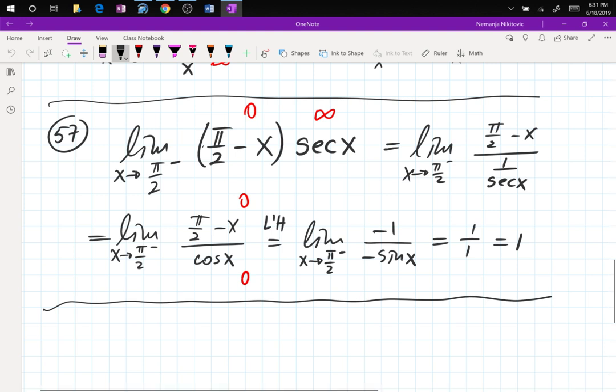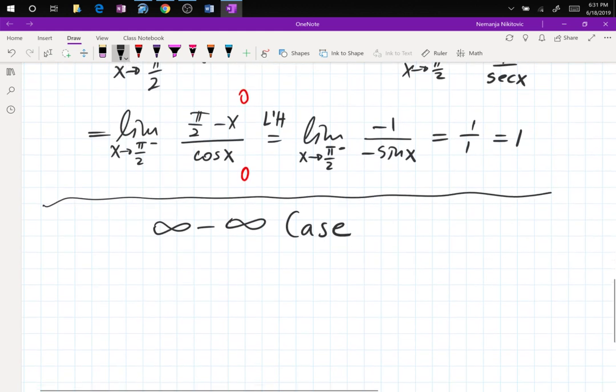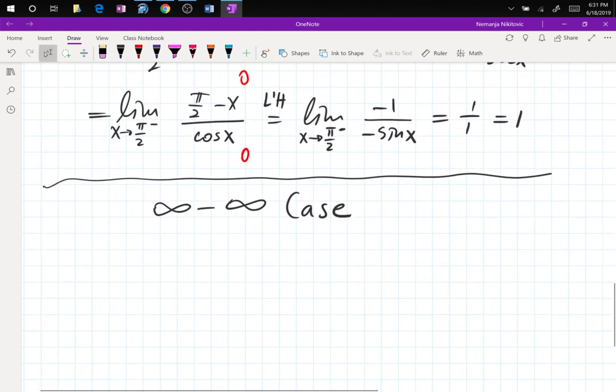Some of the problems will have infinity minus infinity. Did you ever wonder what infinity minus infinity is? Well, depends on the problem. Sometimes it's going to be 1/3. Sometimes it's going to... So it's going to be awesome.